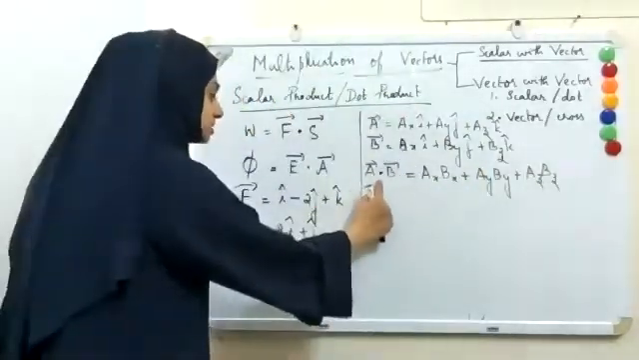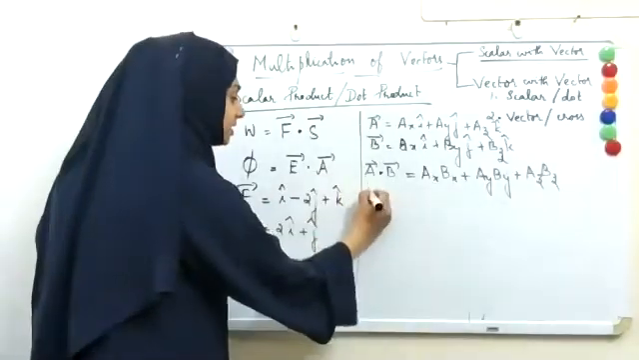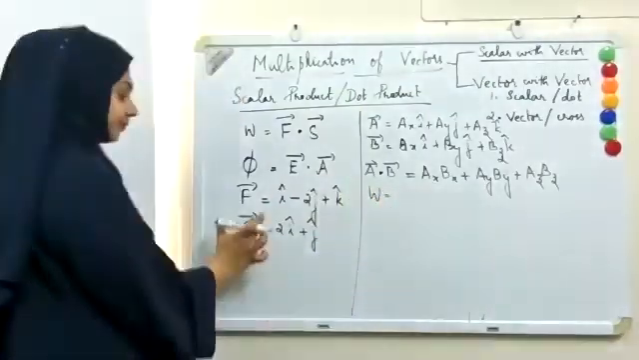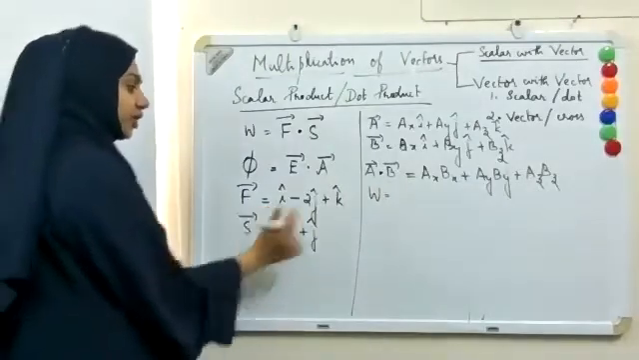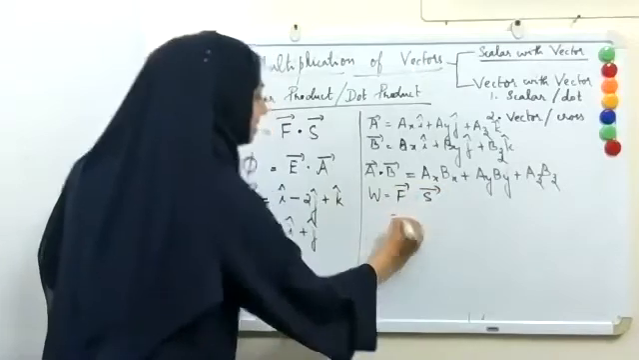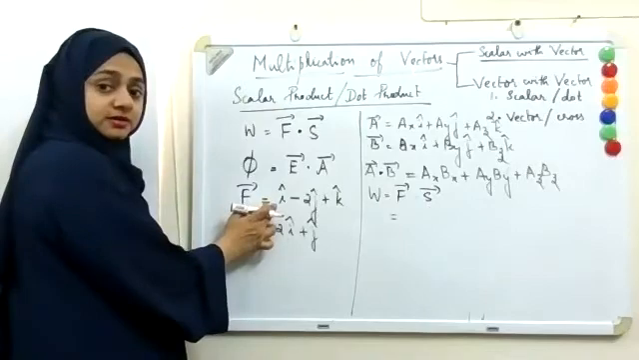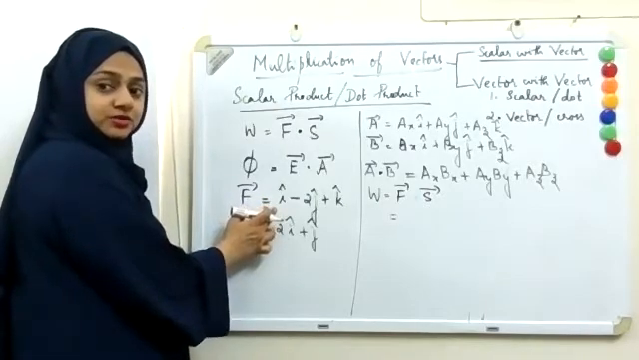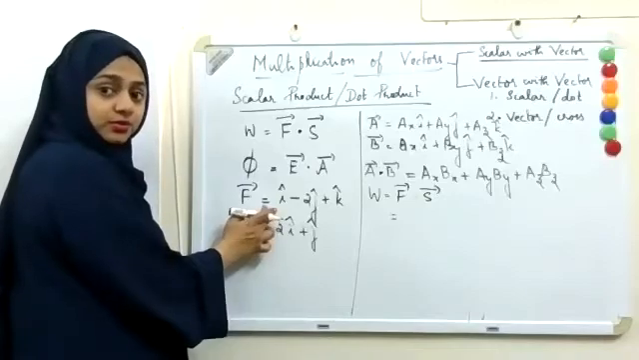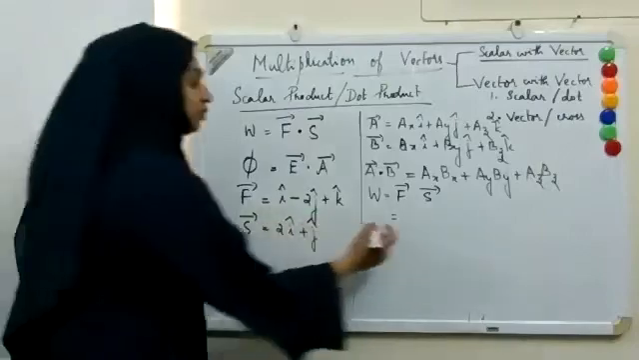So can we use this idea to find the work done? In this case, work done W is equal to F dot S, right? And F and S are given. Tell me how we can do it. What is the component here? What is the magnitude of it? 1. So 1 times 2.